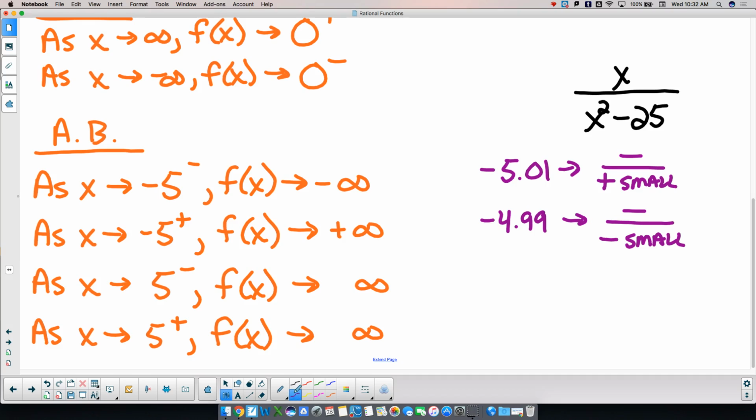Now we go to the positive side. So the left side of positive 5 is going to be 4.99. So the top is going to change to a positive, but the bottom, the logic is still the same because we're squaring. Positive divided by a negative is negative.